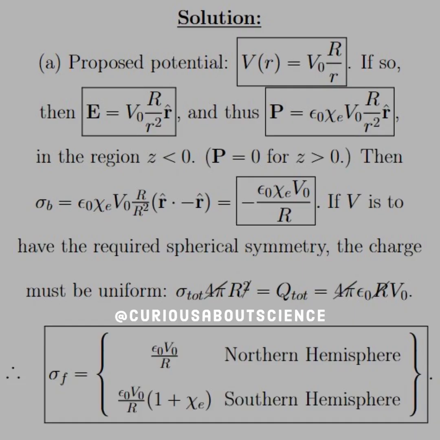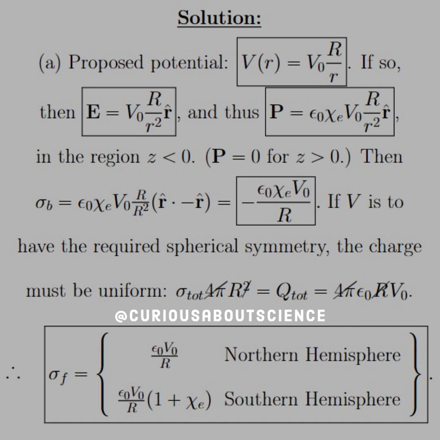All right, so our solution for part A. The proposed potential would look something like V of r equals V naught times capital R over little r. Again, we would expect that decay so that the boundary condition at infinity of 0 is met. So then we just take the negative gradient, and we find the electric field. From the electric field, we can find the polarization. I'll just plug that into epsilon naught chi-e times E.